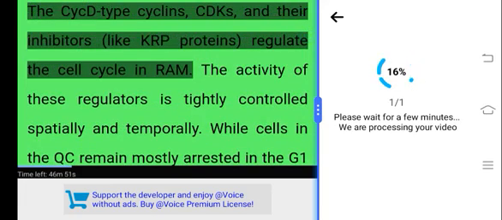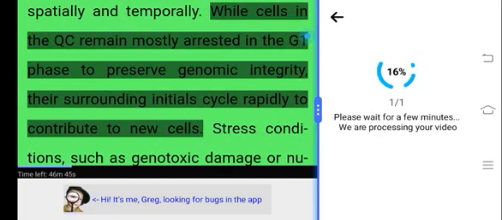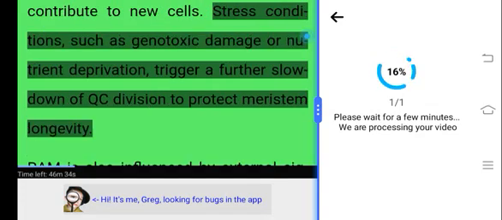The CYCD type cyclins, CDKs, and their inhibitors like KRP proteins regulate the cell cycle in RAM. The activity of these regulators is tightly controlled spatially and temporally. While cells in the QC remain mostly arrested in the G1 phase to preserve genomic integrity, their surrounding initials cycle rapidly to contribute to new cells. Stress conditions, such as genotoxic damage or nutrient deprivation, trigger a further slowdown of QC division to protect meristem longevity.